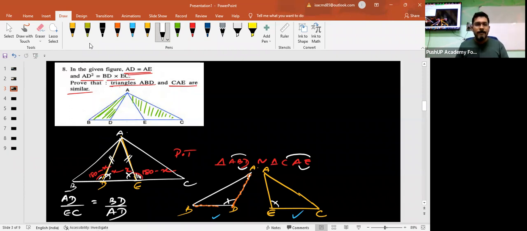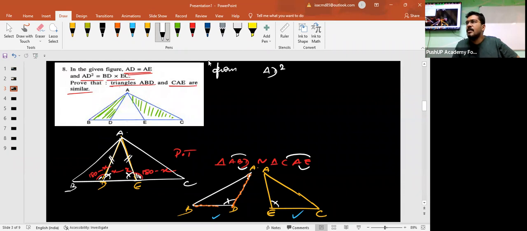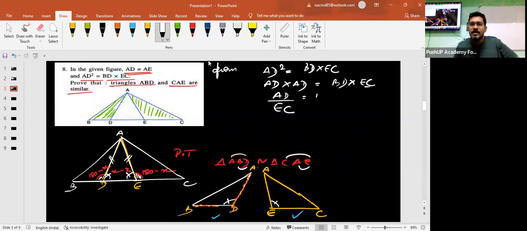You see? Children, what was the data given to us? It was given as AD square is equal to BD into EC. So what I'll do is I will go with the second option. First of all, let me write it as AD into AD is equal to BD into EC. Therefore, AD divided by, I'm bringing this EC towards the left hand side. Okay, AD upon EC is equal to BD upon AD. This data I'm going to utilize.